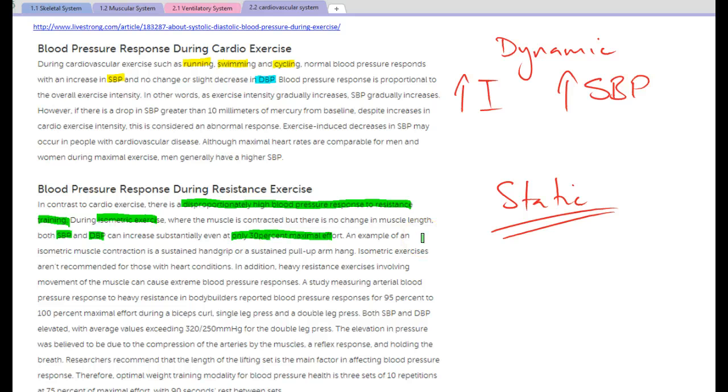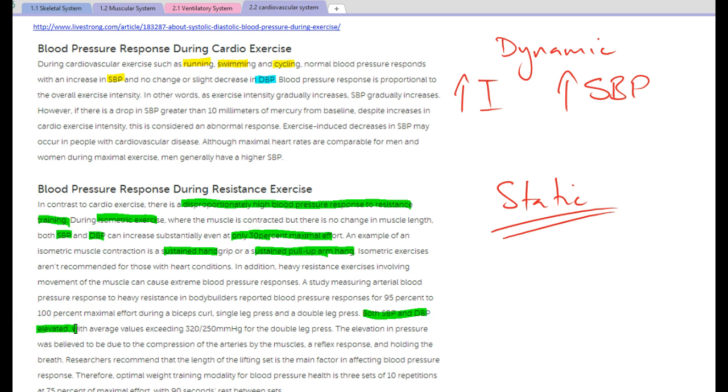A couple more examples, slightly different to before, although from the same site. So here we're looking at a sustained hand grip, sustained pull-up or arm hang. Again, contraindicating those who have any abnormalities in respect to the heart. Both systolic and diastolic blood pressures are elevated.